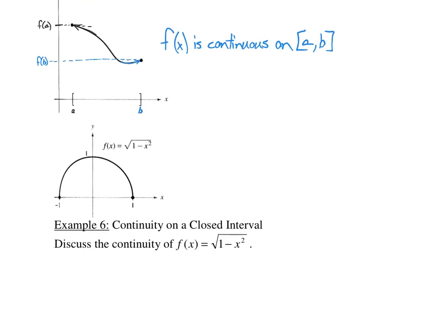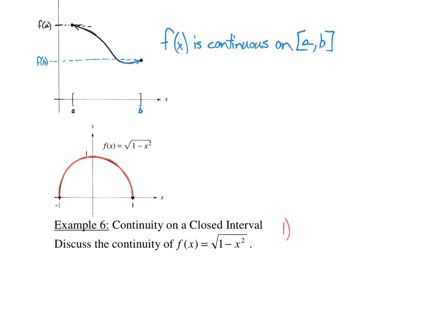Alright, so an example we can work through here is f of x is the square root of 1 minus x squared. Again, another semicircle. Here the semicircle has a radius of 1. So we want to determine what the continuity of this function is. We can see that it's continuous in the middle. We could even kind of color code this here. Here it's continuous in the middle.